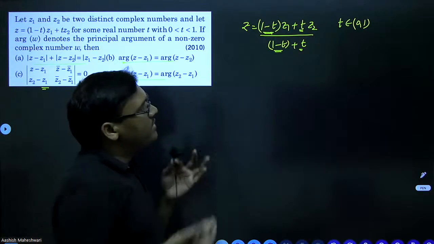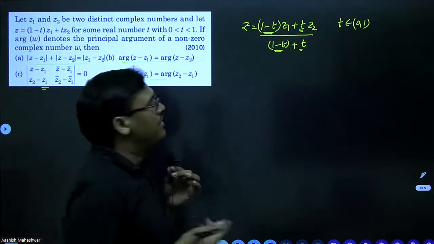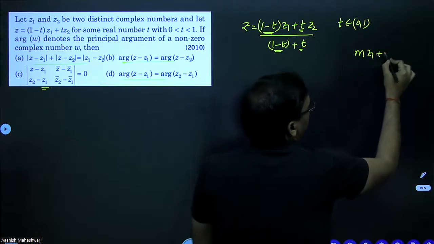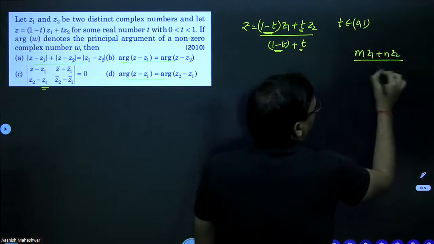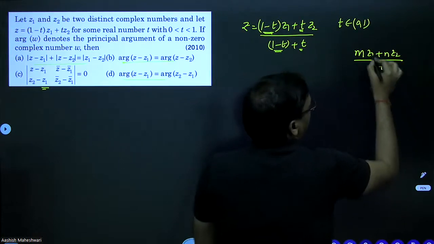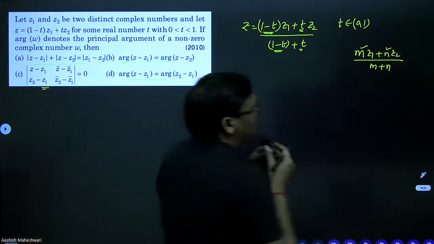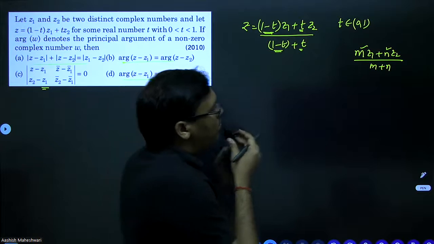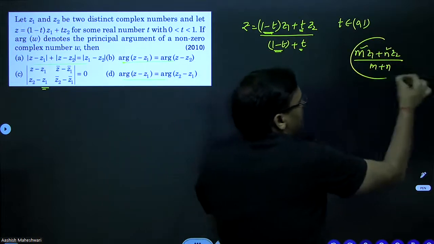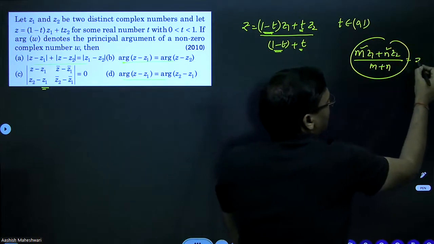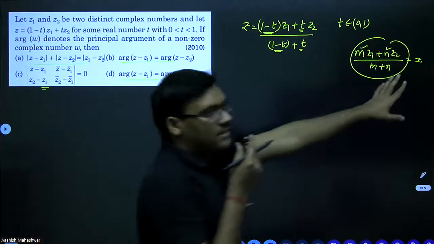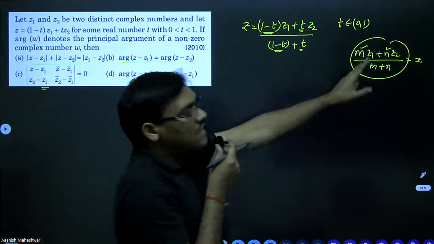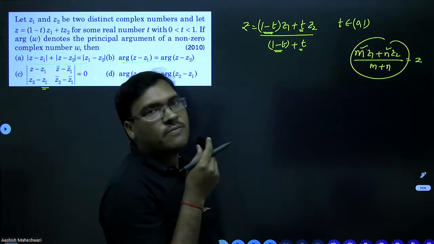This is, you can see, a formula which you are forming. You can see it is of the form (mZ1 plus nZ2) upon (m plus n), where m and n are positive. 1 minus t and t are positive. Correct? So what is this formula? This is a section formula for internal division. If a complex number Z is represented as this, मतलब Z is dividing Z1 and Z2 in some ratio.